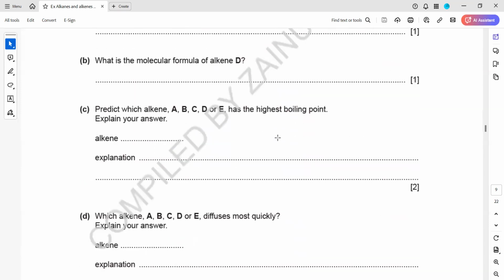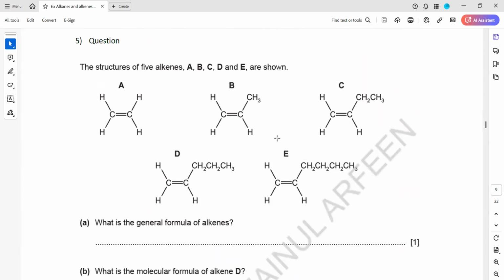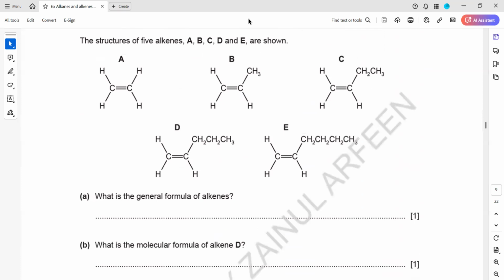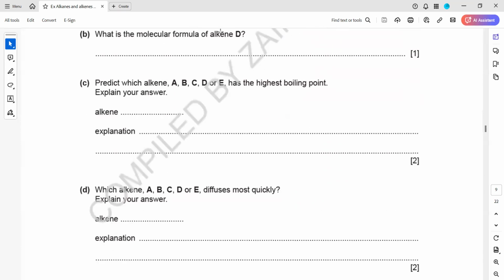Predict which alkene has the highest boiling point. The boiling point depends on the number of carbon atoms. So which has the highest number of carbon atoms? E has the highest number of carbon atoms. So E will have the highest boiling point. So we'll write E, and the reason, because it contains a greater number of carbon atoms.